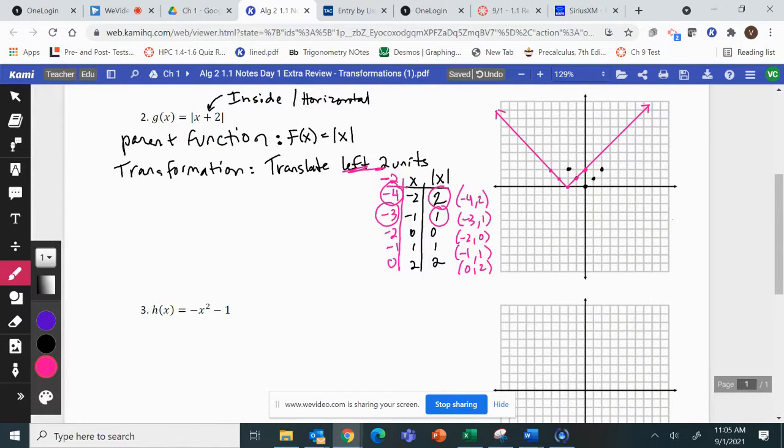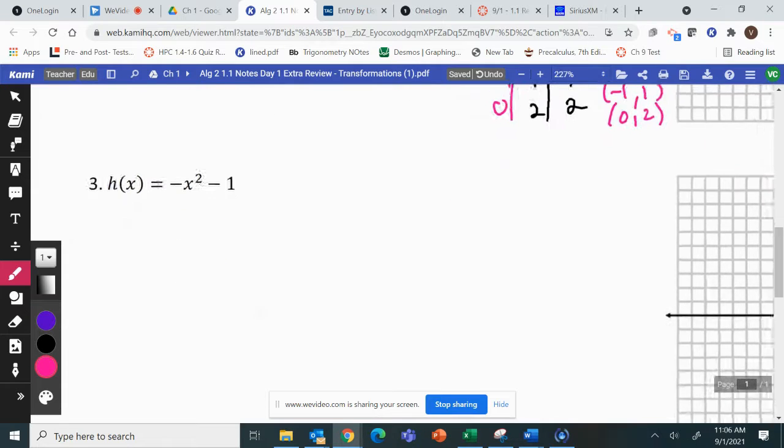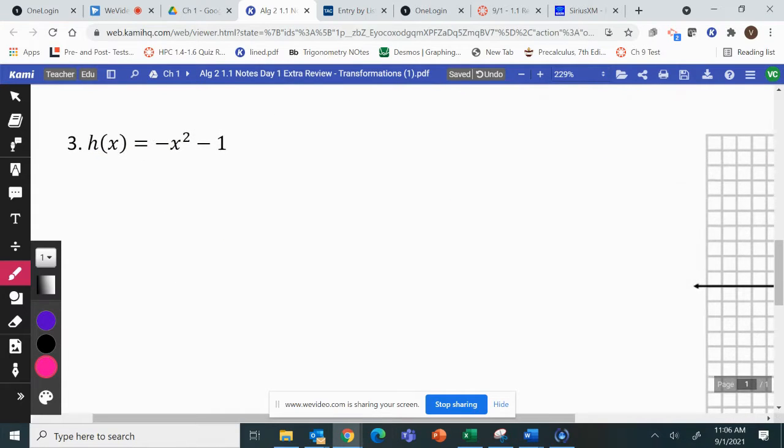All right, so the next one is more of a challenge. Thought we'd put a challenge in here for the notes. So we need to talk about the parent function first. And to talk about the parent function, you might need to remember the function family. This is vocabulary you have to know.